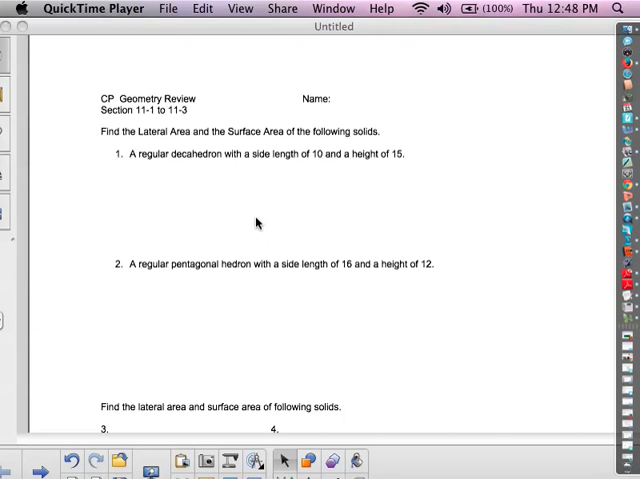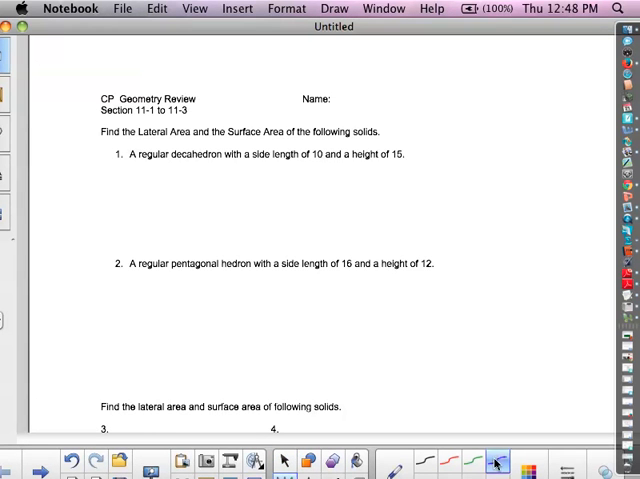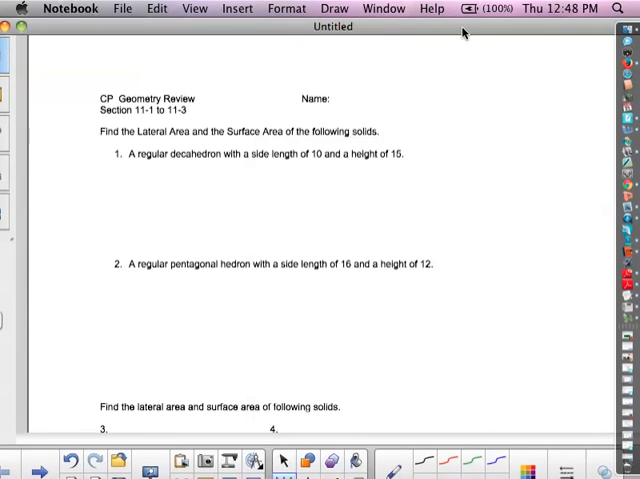Section 11.1 to 11.3 quiz review worksheet that you have for homework. Remember, the quiz is tomorrow. Okay, the first question asks you to find the lateral area and the surface area for a regular decahedron.